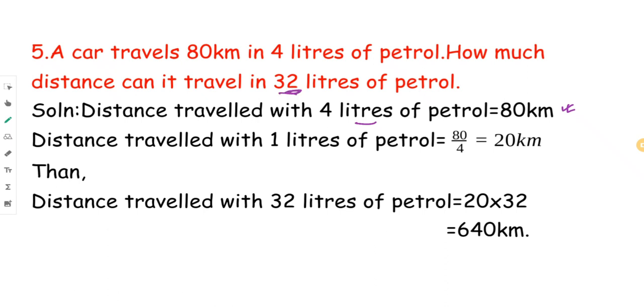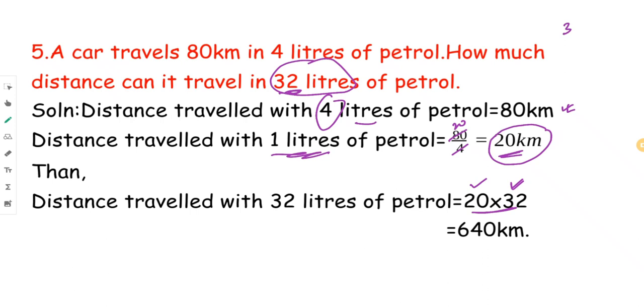Okay, so distance traveled with 1 liter, like I said, this 4 will simply go down to the denominator. Clear? Then 4 into 20. So now we know, right, for 1 liter of petrol, what is the distance covered? It can cover 20 kilometers, right? The question is asking for 32 liters, so simply we just have to multiply. So when you multiply 32 by 20, right, 2 times 0 is 0, 3 times 2 is 6, and you'll get here the distance it can travel with 32 liters of petrol is 640 kilometers.